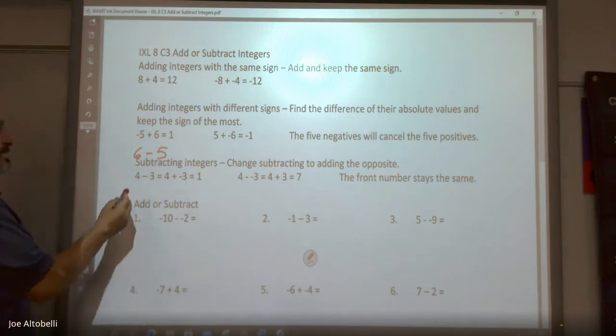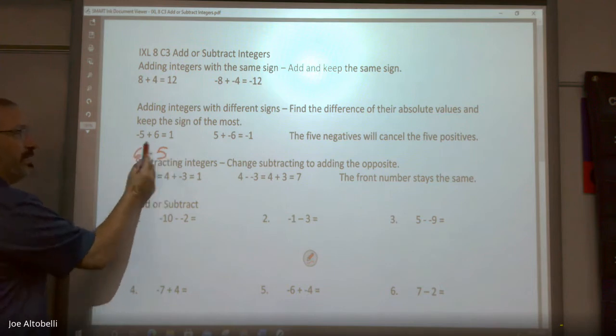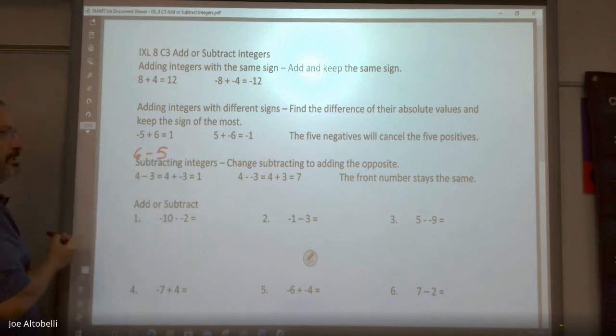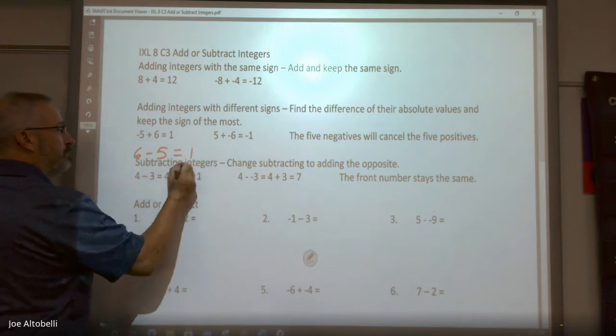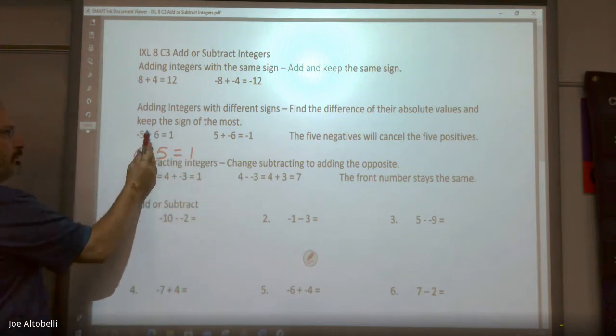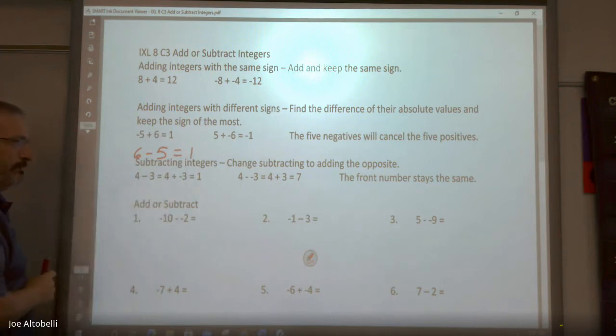Okay, so 6 minus 5. This is what you're doing in your head. And you're going to get 1 left over, and the 1 that's left over is positive, so your answer is going to be a positive 1.